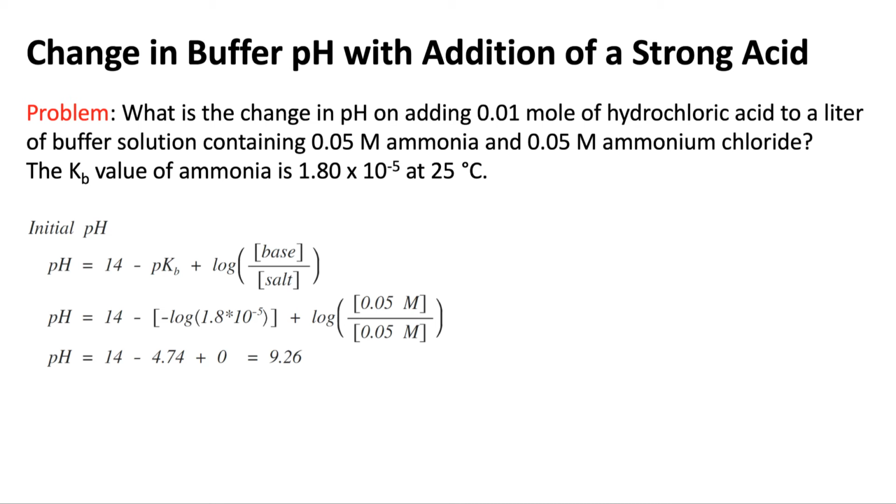Okay. To that, then we're going to add the log base 10 of the concentration of the base, which we said was the ammonia at 0.05 molar, divided by the concentration of the salt, which was the ammonium chloride, which was the 0.05 molar. So again, the 0.05 divided by 0.05 is 1. The log base 10 of 1 is 0. So as you see, we know that the pH is equal to 14 minus the 4.74, which is essentially the pKb, plus 0. Therefore, the pH is equal to 9.26. That is our initial pH.